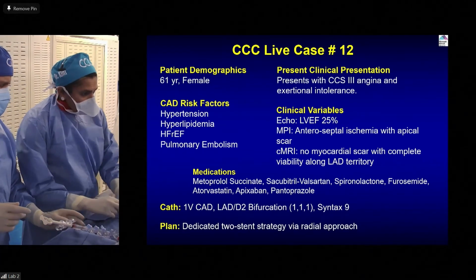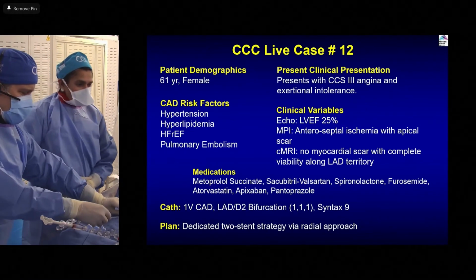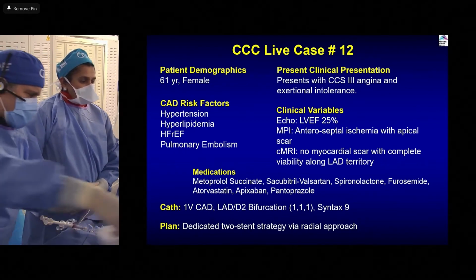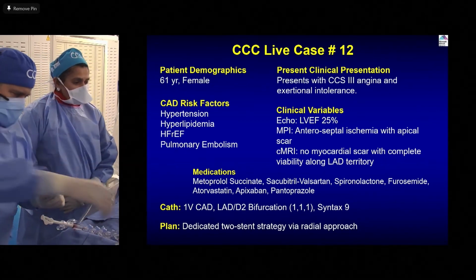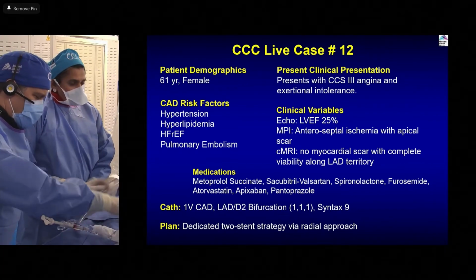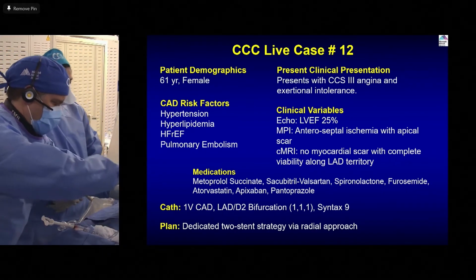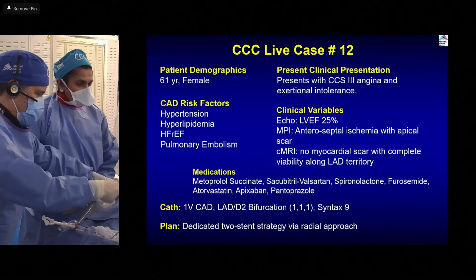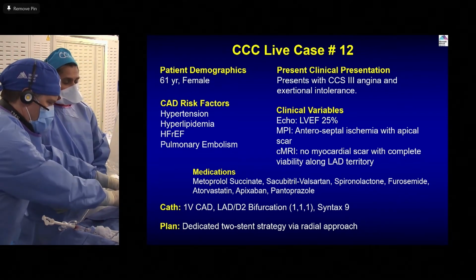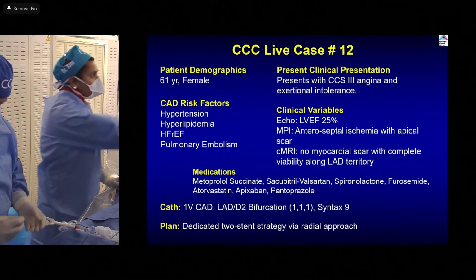Case number 12: a 61-year-old female who has had stable angina for many months. And if you see the risk factors, hypertension, hyperlipidemia, she had LV dysfunction actually, EF of 25. She was managed medically, and of course, with the low EF, it was always bothersome when she had a stress test, which showed anteroseptal ischemia with the apical scarring. So, to rule out any CAD, she was sent for cath.